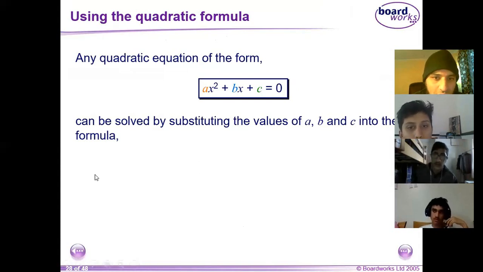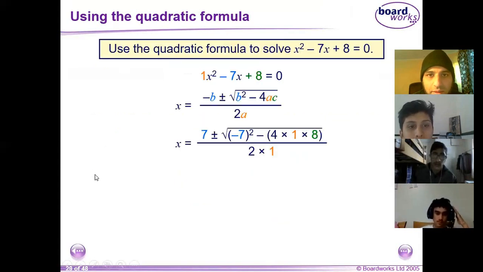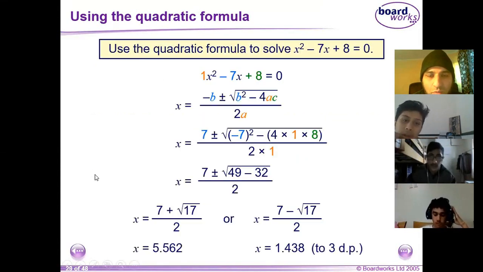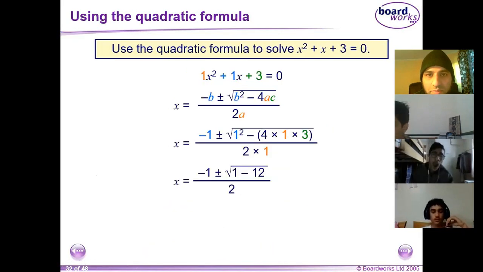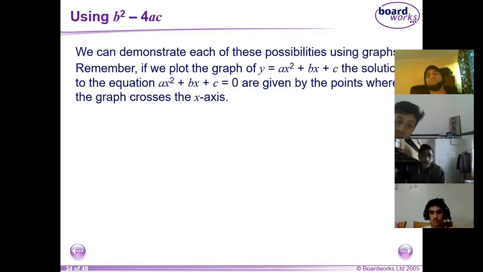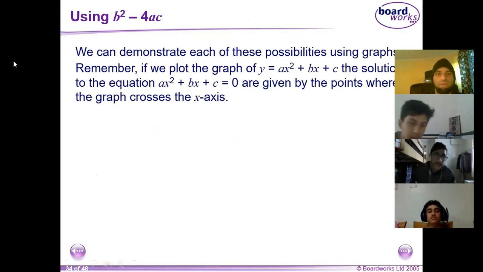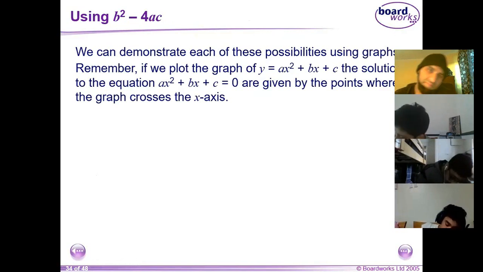So let's look at how this works. Now, I'm going to skip all of this because we don't need it. What we do need is what's coming up in a few seconds with graphs. Aha. So write this down. Using b squared minus 4ac. Just the title. Using b squared minus 4ac.